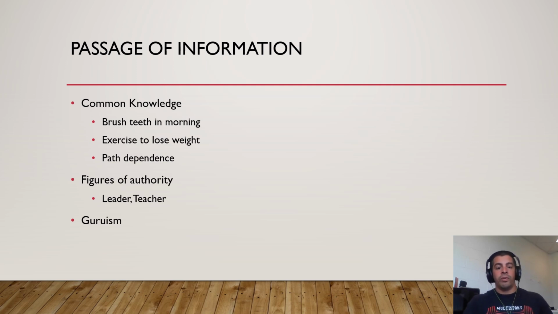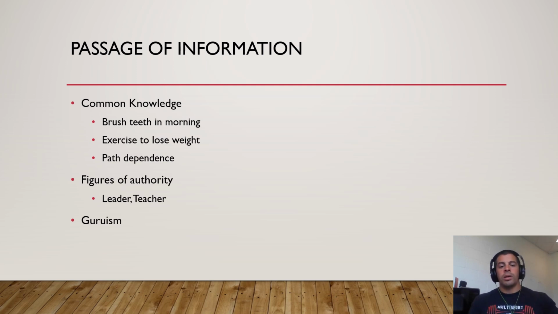So, for instance, if we're talking about exercising to lose weight, that's not exactly how it works. It's really, at the end of the day, calories in versus calories out, right? So if you just exercise but have the worst diet possible and you're taking in 7,000 calories of crap food a day, you're not going to lose weight. So common knowledge sometimes might not be entirely correct.